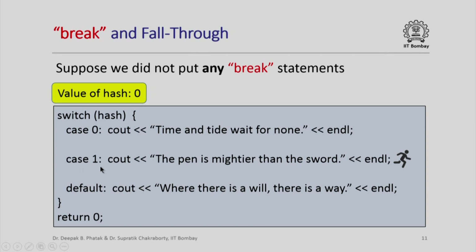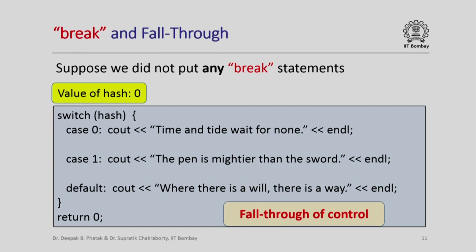So it will execute the next statement, and once again it does not see any break, so it will simply fall through to the next executable statement, even if that corresponds to the default or a different case. So it will execute that. Basically it will print all 3 messages in this case, and then it will execute return 0 and return control back to the operating system.